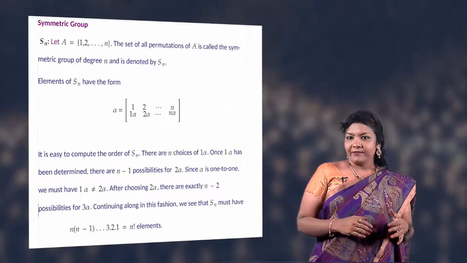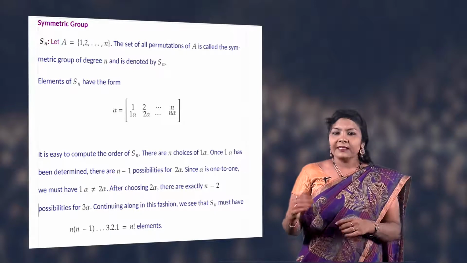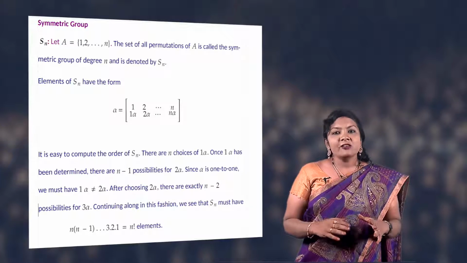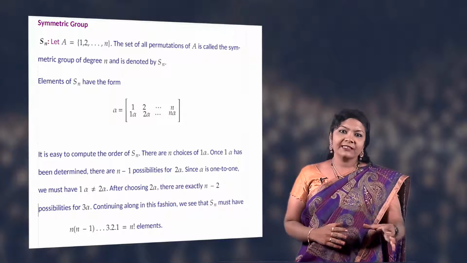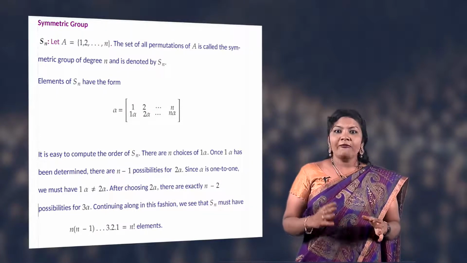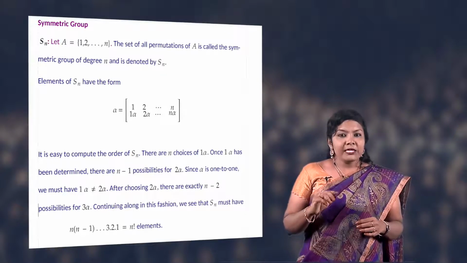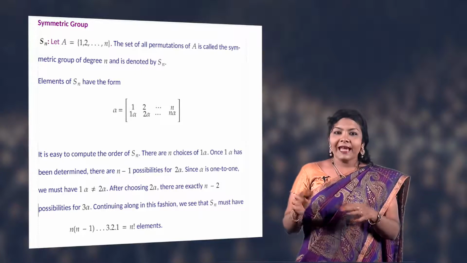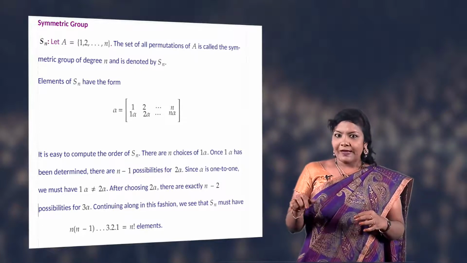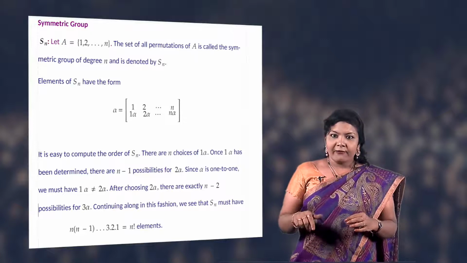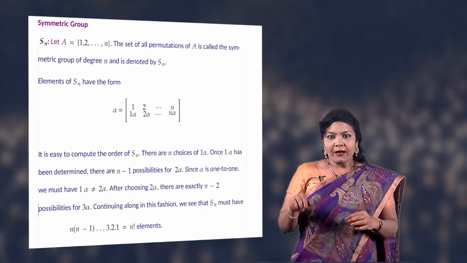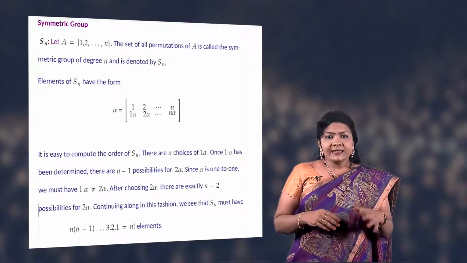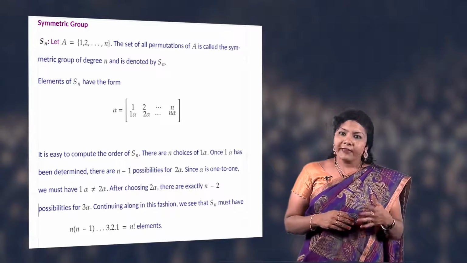Symmetric group Sn. Let A be the set 1, 2 and so on up to n. The set of all permutations of A is called the symmetric group of degree n and is denoted by Sn. Elements of Sn have the form like this. See here, alpha is equal to 1 goes to 1 alpha, 2 goes to 2 alpha and so on, n goes to n alpha. It is easy to compute the order of Sn.